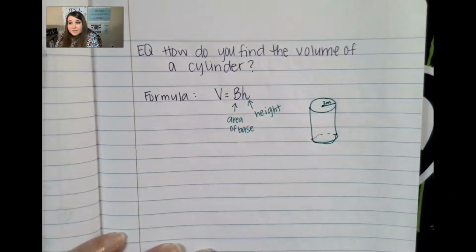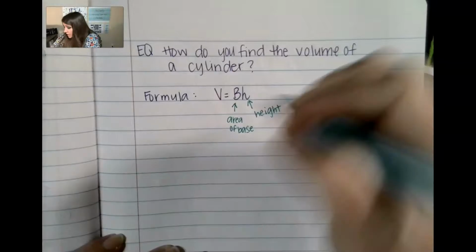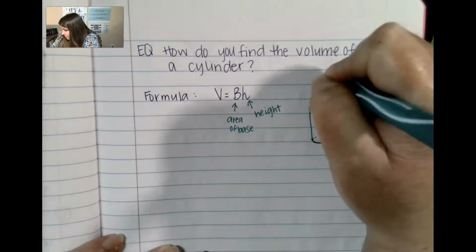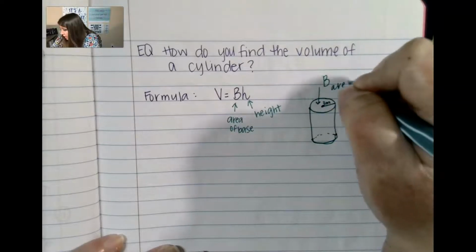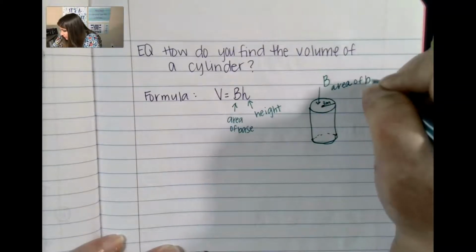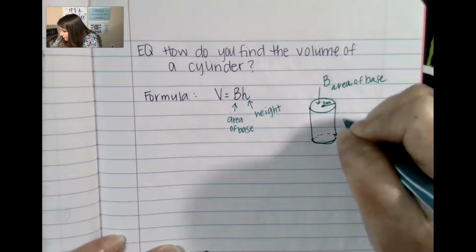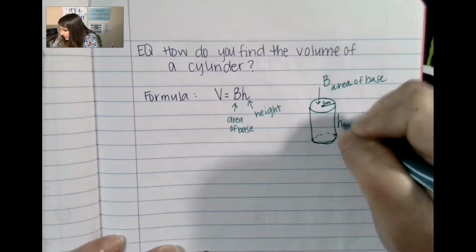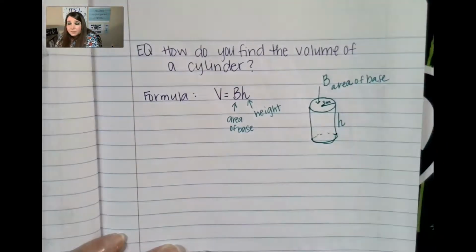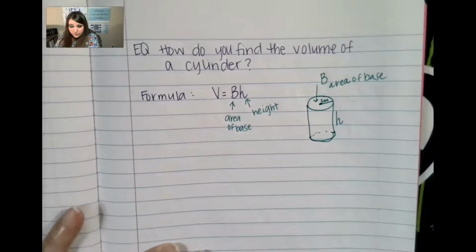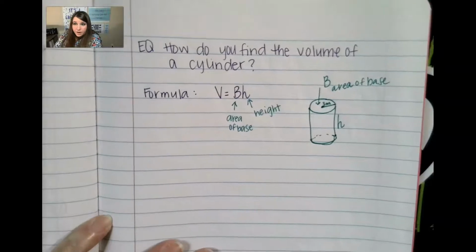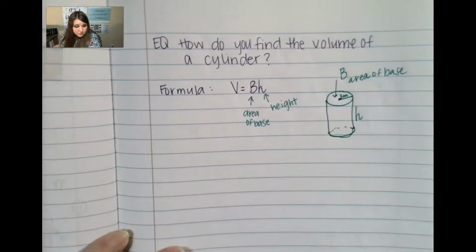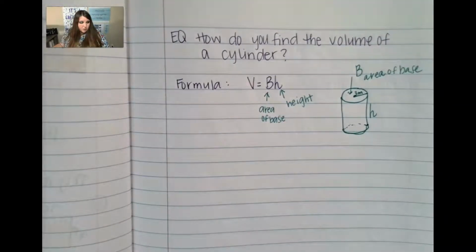So let's say that we have our radius here. The area of the base, the capital B, is on the top. And then as far as the height goes, the height is going to be right here, the up and down part. All right, so let's go ahead and do an example so that we can start solving these problems.